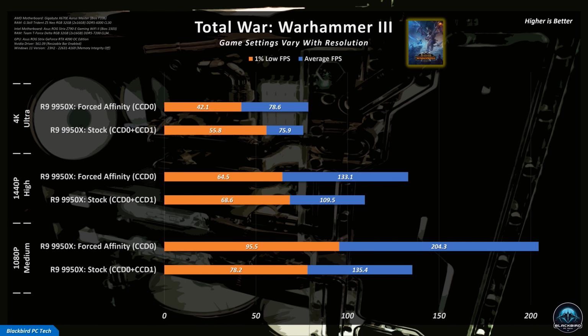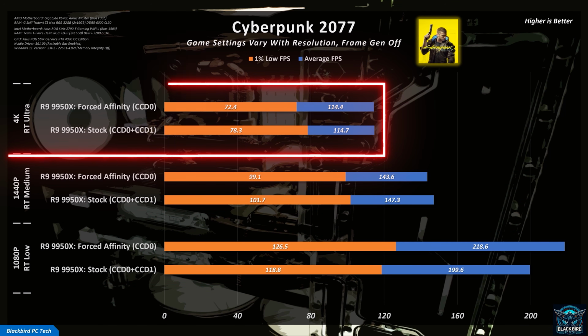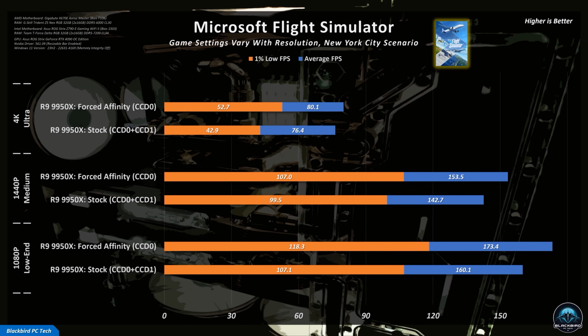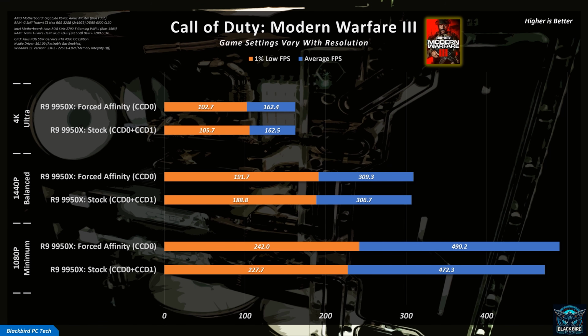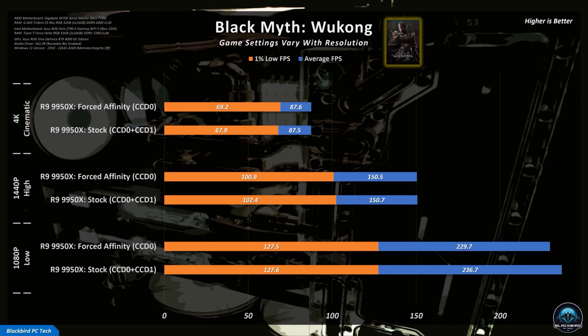The results are somewhat mixed. For Total War Warhammer 3 and Cyberpunk 2077, there is a significant performance benefit in the average and 1% lows at 1080p, but that diminishes at higher resolutions, with 4K showing better 1% lows at stock conditions. For Microsoft Flight Simulator and Call of Duty Modern Warfare 3, the benchmarks show a meaningful benefit at all resolutions and game settings if we just use one CCD. However, for Black Myth Wukong, there does not appear to be any meaningful difference between using one or both CCDs. So based on these results, there is definitely some benefit to using only one CCD, but not in all games and not at all resolutions.